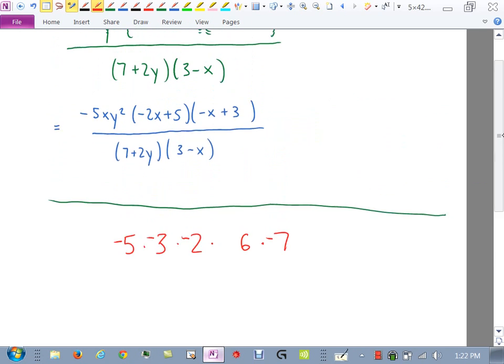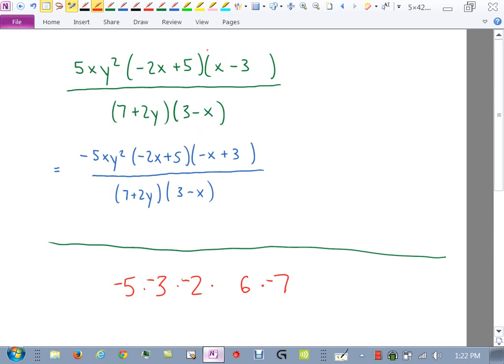So that's what I did here. I took a negative 1 out right here. I popped a negative 1 out. And then I had the choice of putting it on this one, or this one. I decided to put it on the 5 and turn the 5 into a negative 5. Does that help, or do you believe that now?